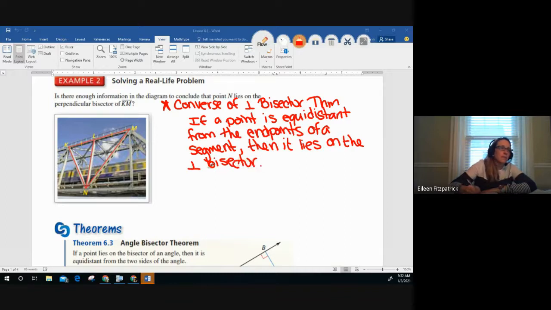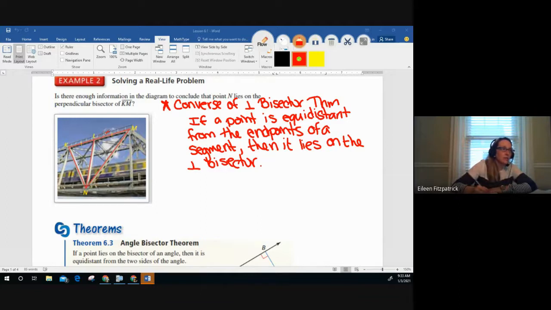Since it doesn't say that this is a right angle right here, right? If that was a right angle, and since I have congruency markings there, I would then be able to say that NL is a perpendicular bisector. But we weren't given that right angle symbol. So that's why I'm trying to think about the converse. The converse says that if a point is equidistant from the endpoints, then that point is on the perpendicular bisector, all right?